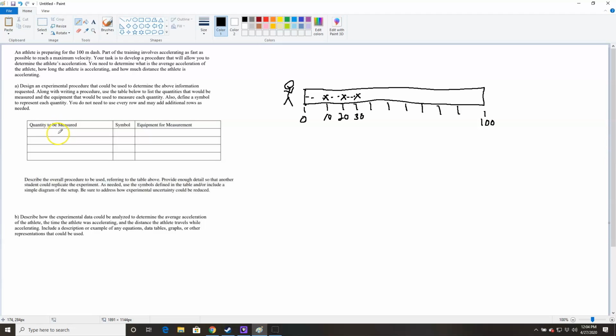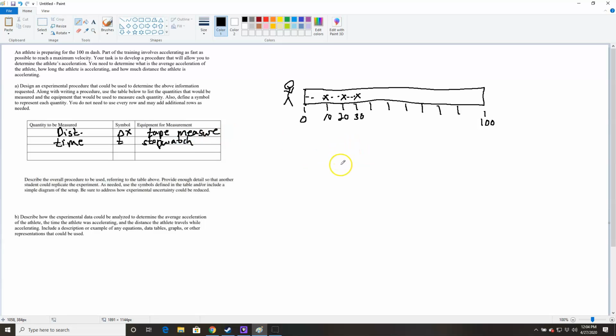So things I'm going to measure: my independent variable is distance, which I'll use as delta x, and for equipment, a tape measure would be fine to figure out 10-meter increments. And I'll measure time, which we'll use as t, and a stopwatch would be perfect.